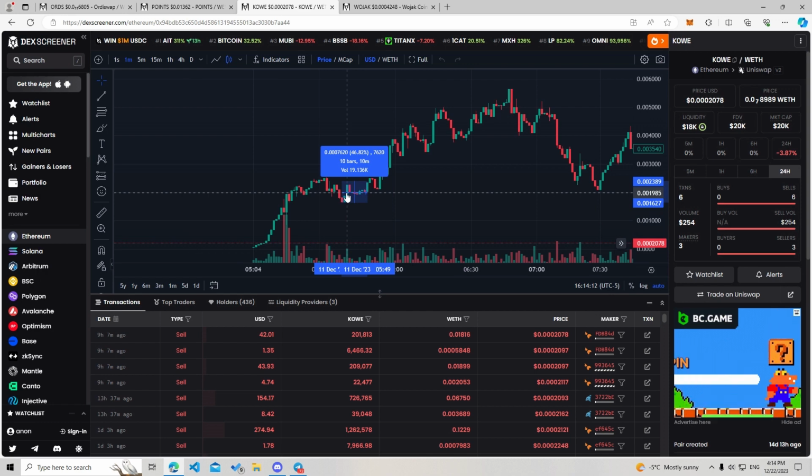So, like I said before, even movements of 5% is drastic with higher liquidity plays. So 46% is unheard of. This is all you have to do is follow the book.